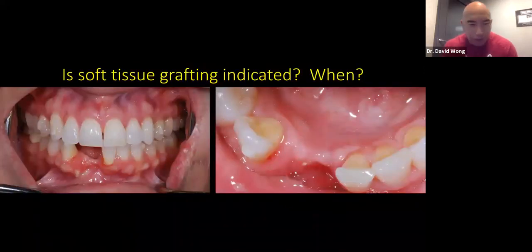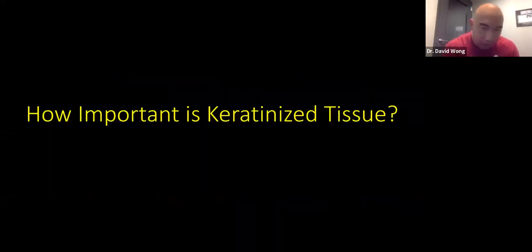So in a situation like this, we have a patient who got into an accident and damaged both lower incisors. We have a big hard and soft tissue defect, mostly in the horizontal direction. Is soft tissue grafting indicated, and when? So let's talk about what we're looking for when it comes to soft tissue. So first question is how important is keratinized tissue around implants?